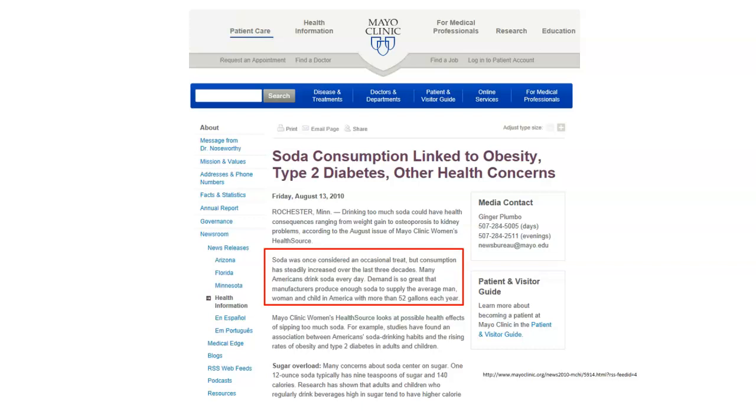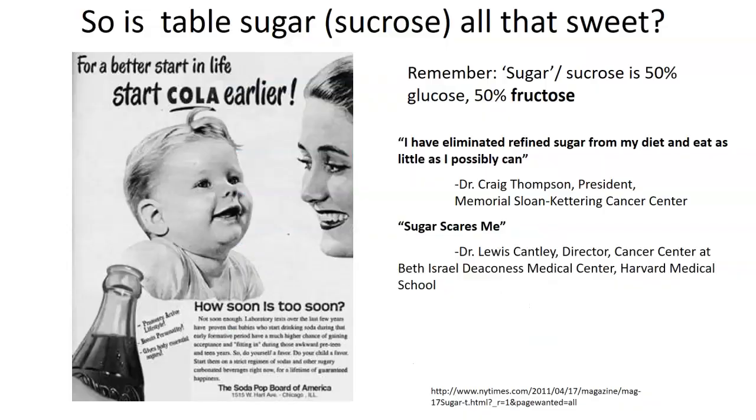This is a problem, all right? This is an overall overconsumption. This is not moderate consumption of added sugars, and that's why we're actually seeing the problem we see. So here's the idea: is table sugar, or sucrose, all that different? Remember, sugar or sucrose is 50% glucose and 50% fructose. So even if you're afraid of fructose, or high fructose corn syrup because of the fructose, it's in table sugar anyway. You should still be concerned with it.